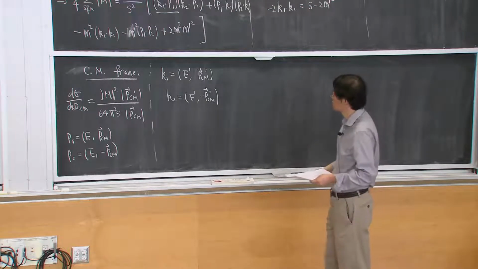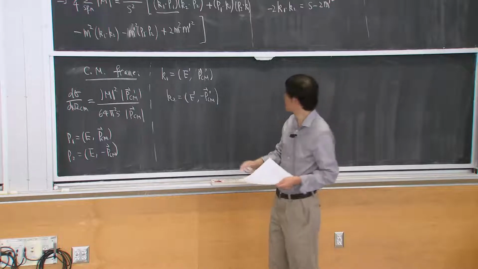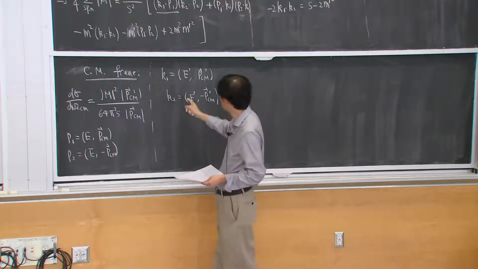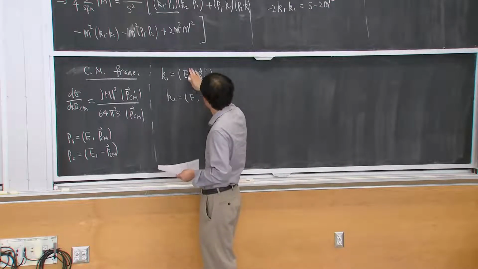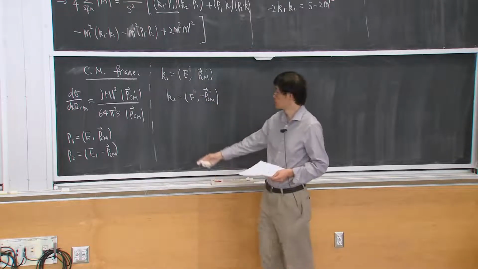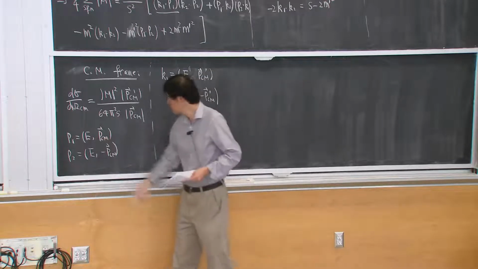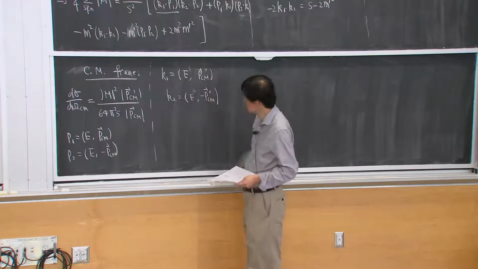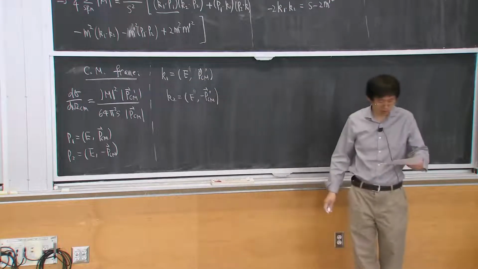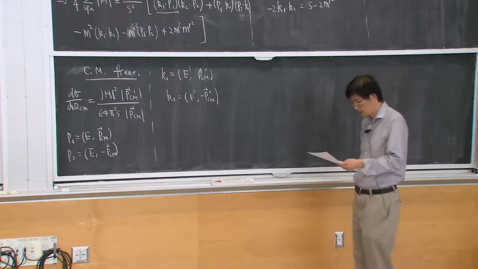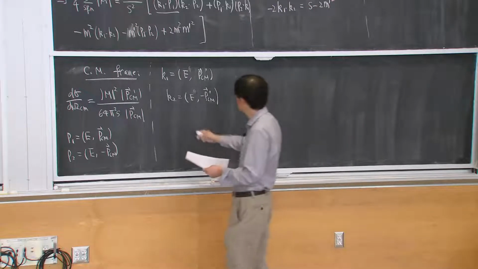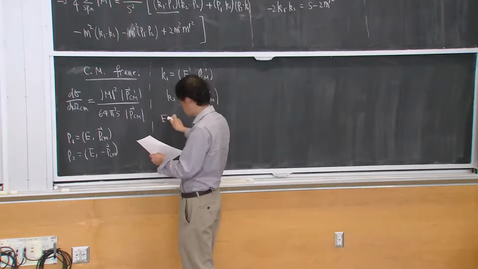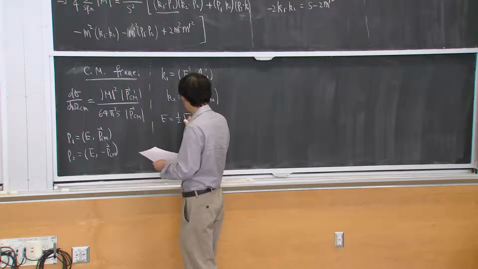So now, from energy conservation, you immediately conclude that E must be equal to E prime. So I can forget about E prime, because the total energy will be 2E, and the final energy will also be 2E. So E has to be equal to E prime. And then E would be equal to 1/2 square root S.